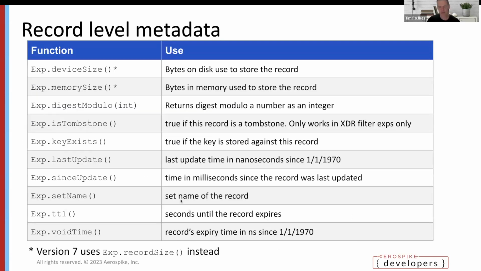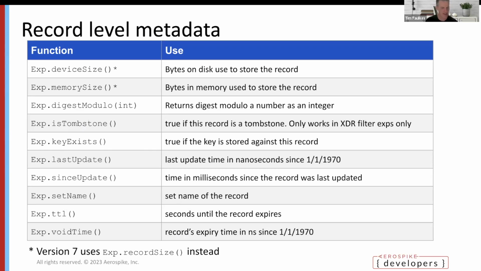We can also do record level metadata. If you're used to getting information back from the client, you've done a get on the record, bring me the record back, you'll be used to seeing things like the time to live and the generation counter. But using expressions, we can do a lot more.